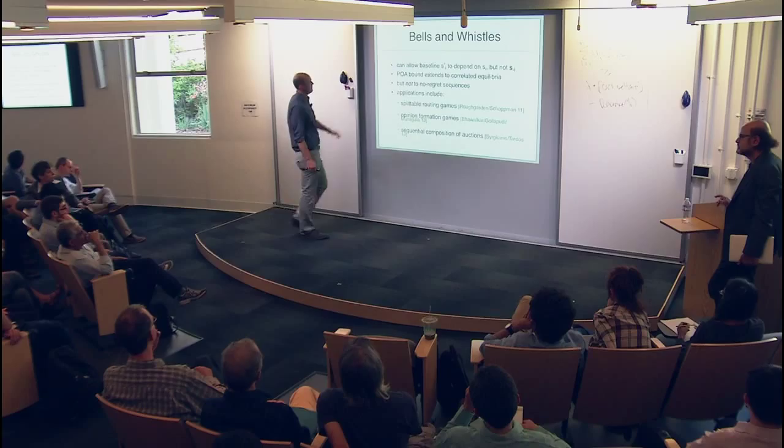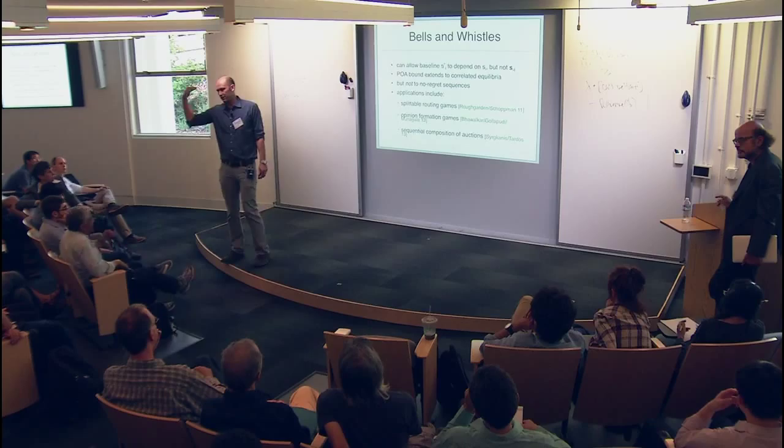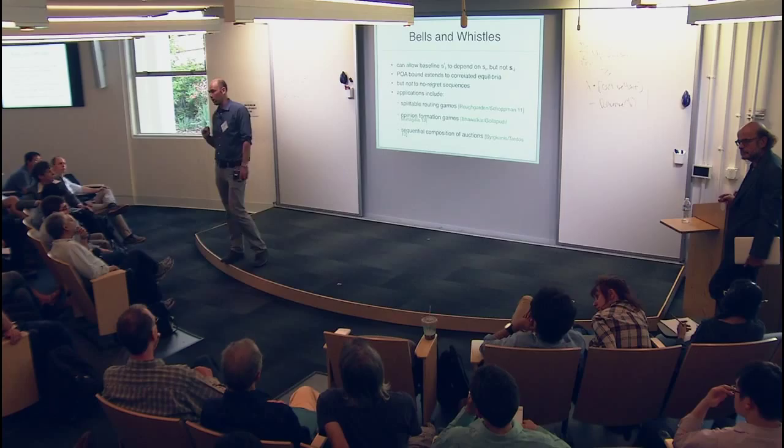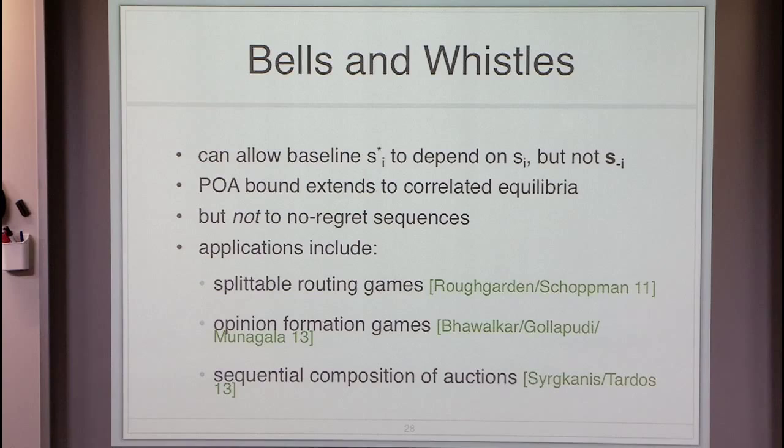Well, in the basic version of smoothness, remember the order of quantifiers. You first fix your baseline strategies S star once and for all. And then an adversary, if you like, picks an arbitrary S and you need to verify an inequality. So in this variation, you allow limited dependence between the baseline strategy and the adversary's choice S, in the form that the ith baseline strategy S star i is allowed to vary with S i. It cannot depend on S minus i. Okay? So you have a version of smoothness.